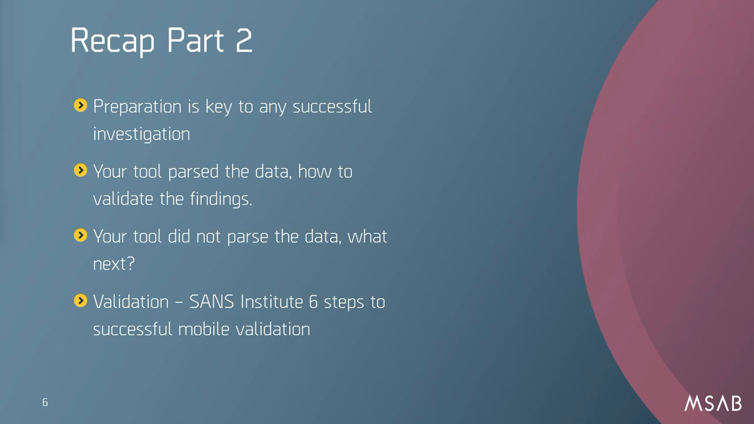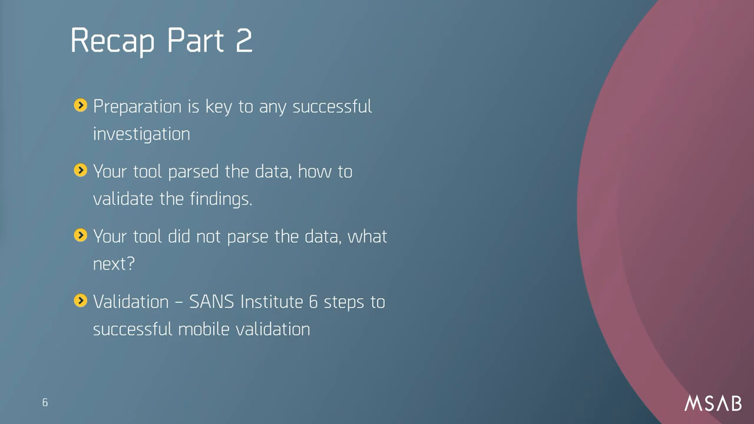We also looked at how to validate what your tool is showing you. Whether that's a tool from MSAB or a competitor tool, we showed you how to validate those findings using XAMN Pro. But you should also be considering any tool you use, how you can validate what it's reporting to you. We also covered in part 2 how to handle data that isn't parsed by your tool. And we looked at validation in relation to the SANS Institute. And if you do a quick Google search for 6 steps to successful mobile validation, you'll find their extremely handy document that will help set some base rules for your laboratory.